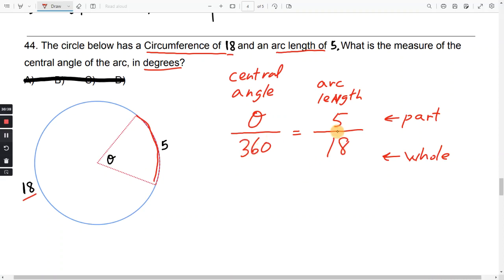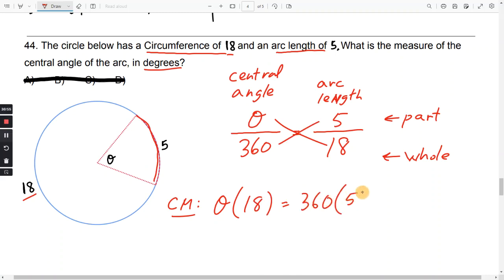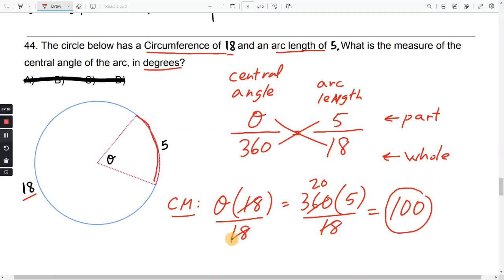You could just multiply both sides by 360, or you can cross multiply if you like. Theta times 18 is going to equal 360 times 5. Alright, the opposite of times 18 is divided by 18. Cancels here. And let's see. 36 divided by 18 is 2, so 360 divided by 18 is 20. 20 times 5 is 100. So that's it.